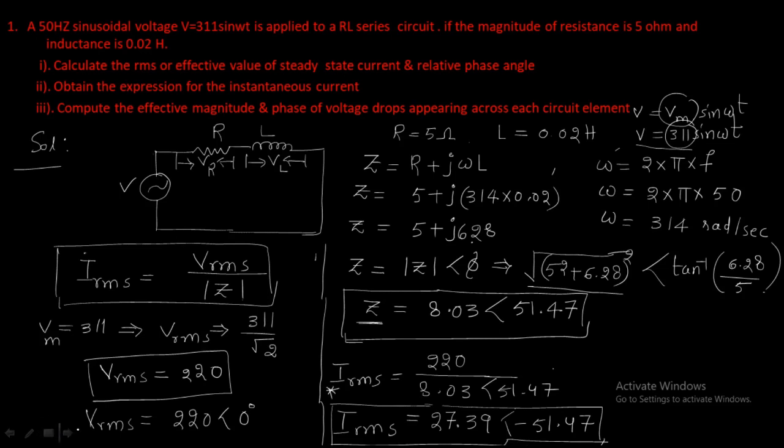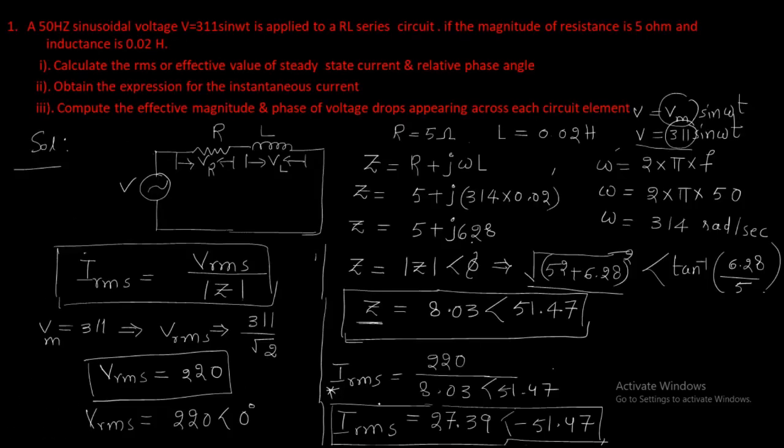Next, what is our requirement? He is asking to find out the instantaneous current. The instantaneous current formula is simply I equal to Im sin(omega t plus phi). In that, we already found the IRMS value, but we require Im. What is the relation between maximum current and RMS current? Im equals RMS current into root 2, right?